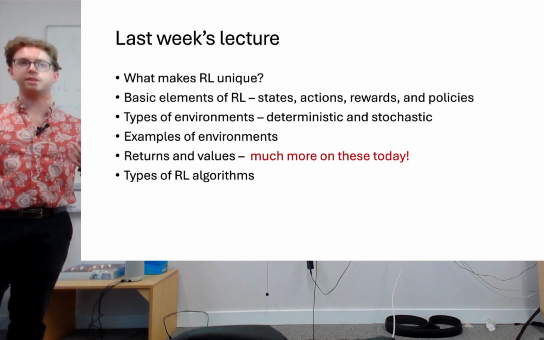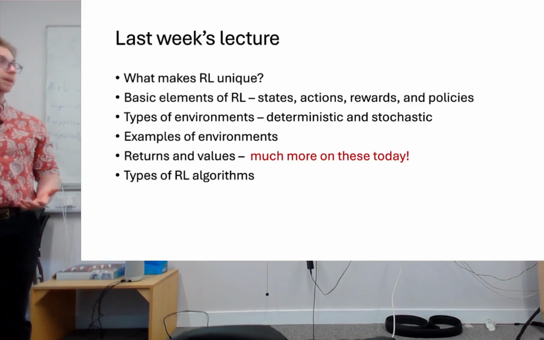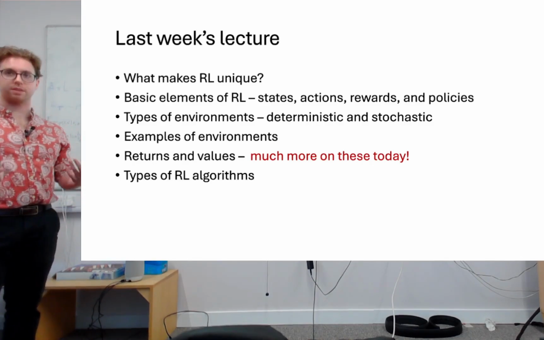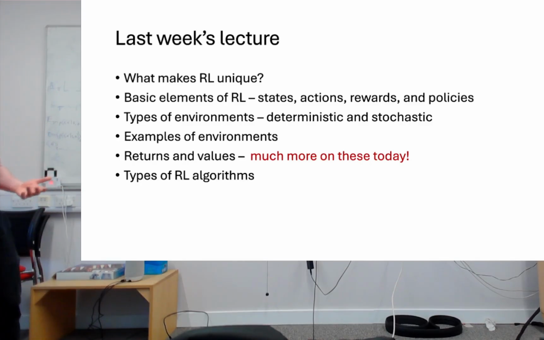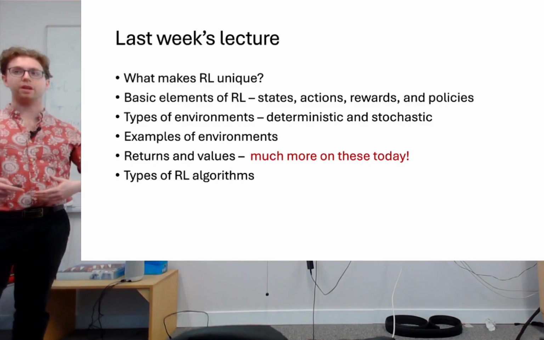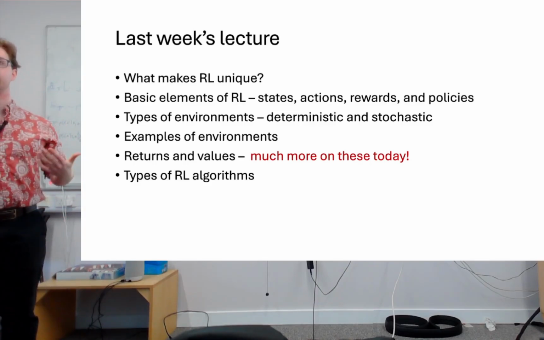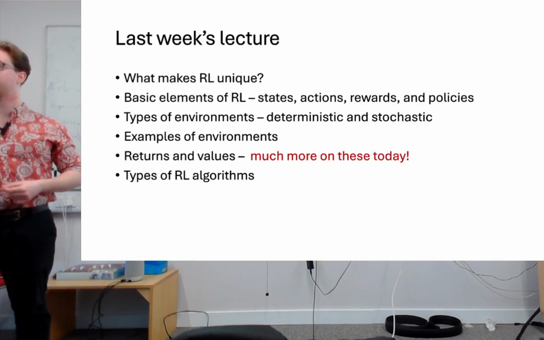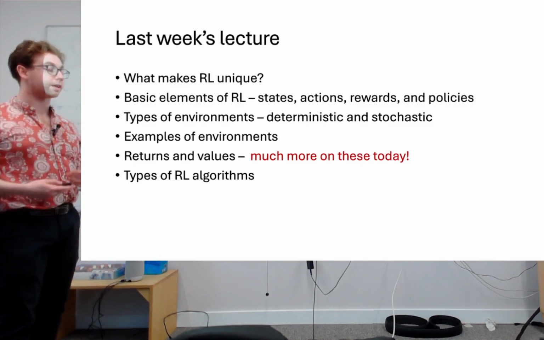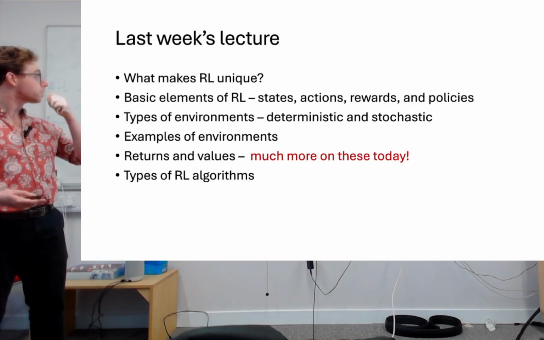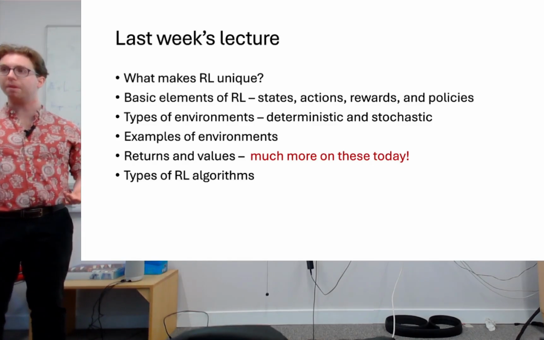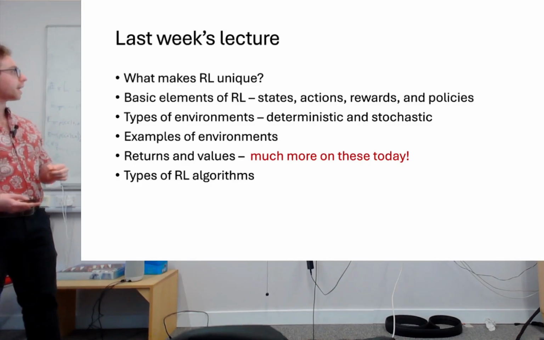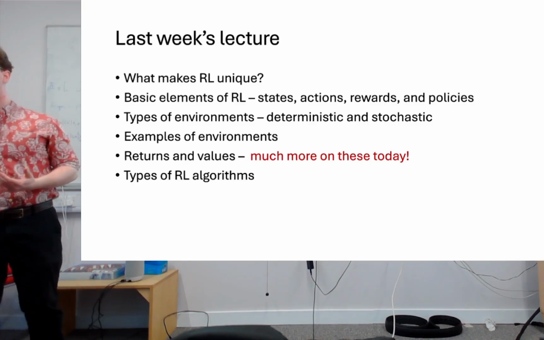We discussed differences between reinforcement learning and supervised learning. We covered basic elements of reinforcement learning, so these ideas of states, actions, rewards, policies, environments. We covered different types of environments, the distinction between a stochastic and a deterministic environment, different types of state spaces, the distinction between a discrete and continuous state space, and a discrete and continuous action space. We went through a collection of example environments so that you could get a better handle on these distinctions. And then we discussed returns and values.